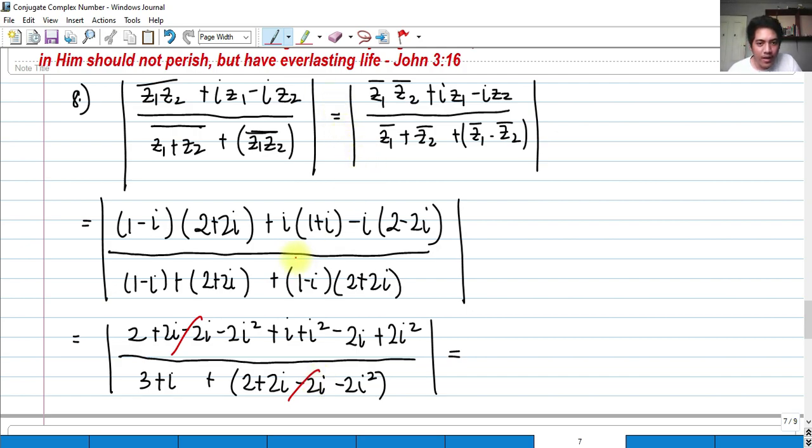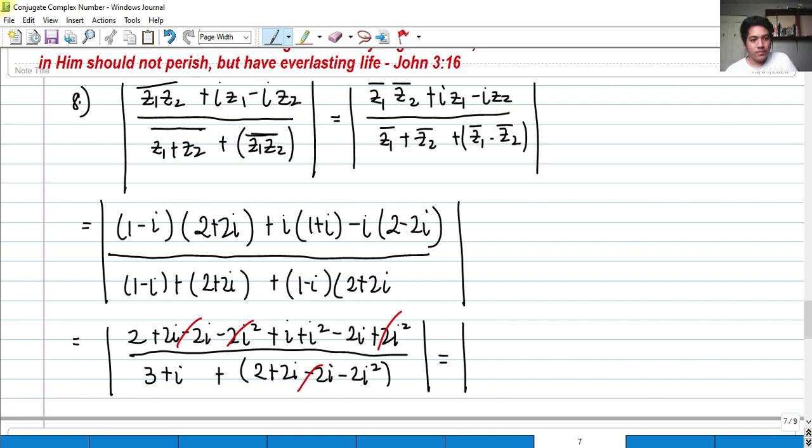Is there anyone else? Negative 2i squared, we have plus 2i squared, which would be cancelled. So we evaluate it. Modulus of 2 is 2. So what we're going to have here, 2 plus, this would become negative 1. So 2 minus 1 would be 1. Then we have plus i minus 2i would be minus i.